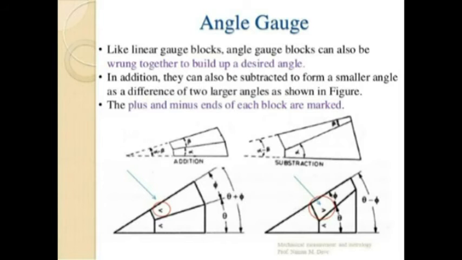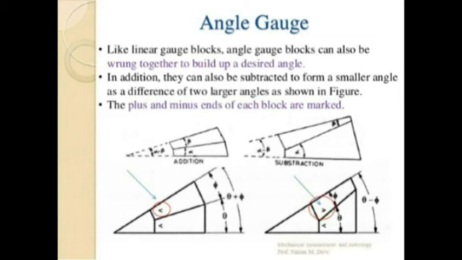Each angle gauge is accurate to within 1 second and is marked with an engraved V, which indicates the direction of the inclined angle. These gauges together with a square block can be so wrung that any angle between 0 and 360 degrees can be set. Each angle gauge is a wedge.